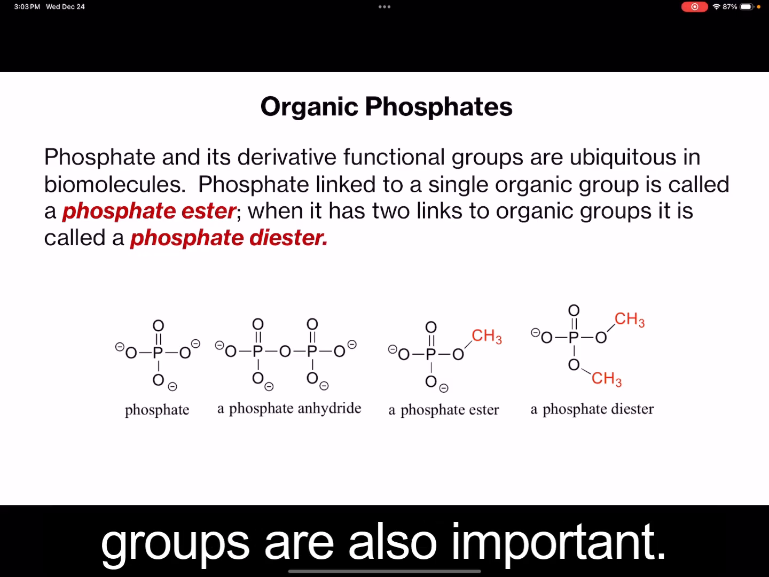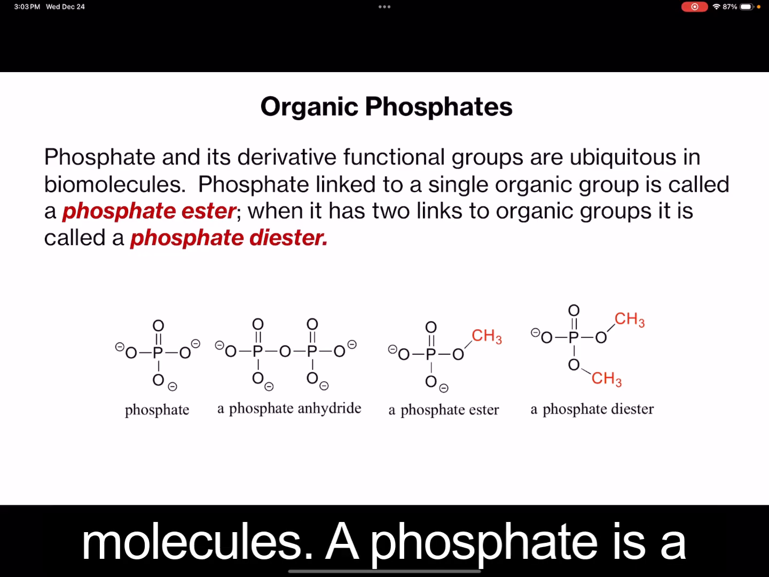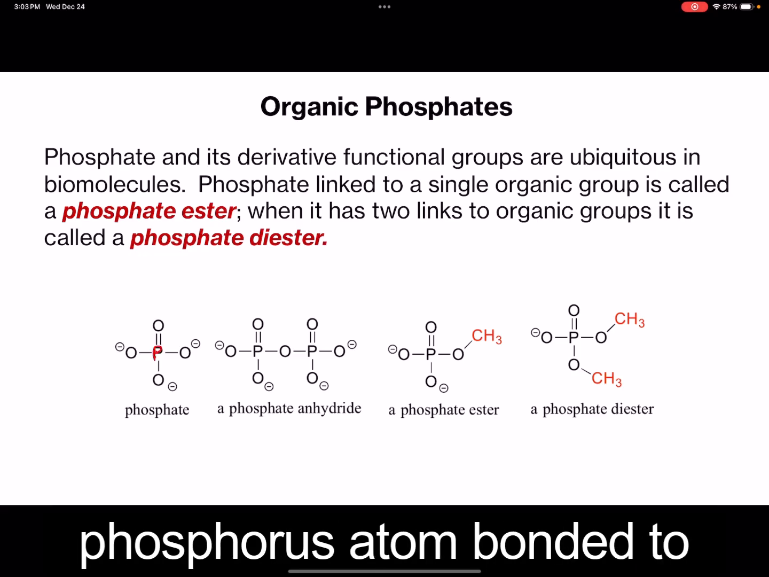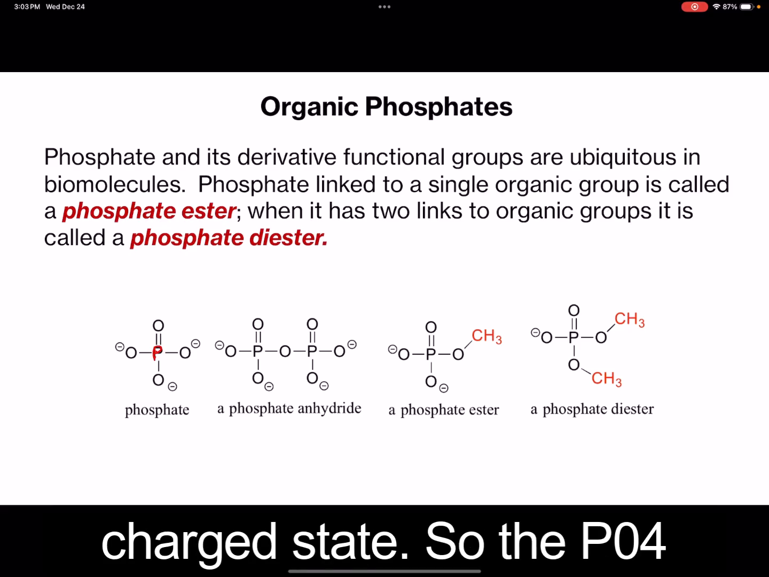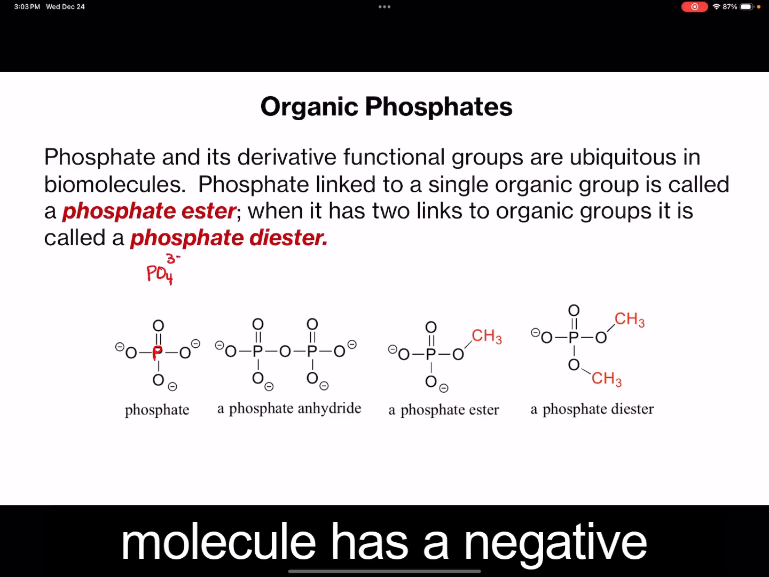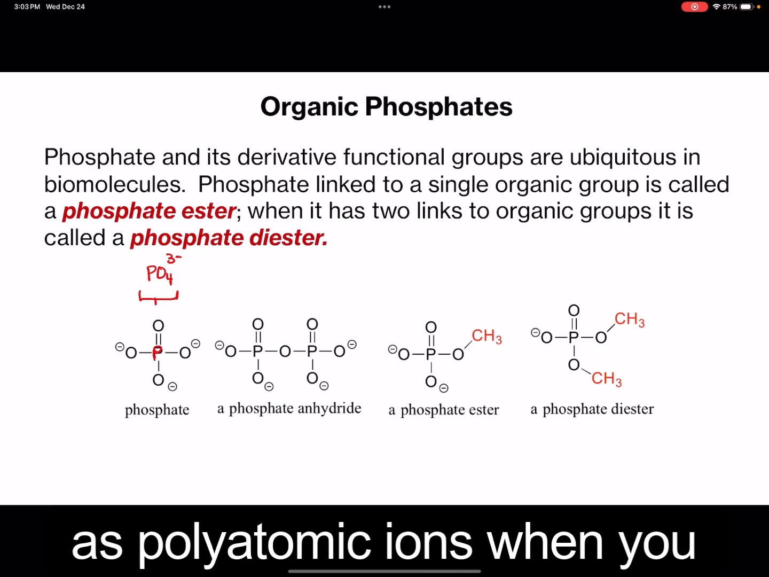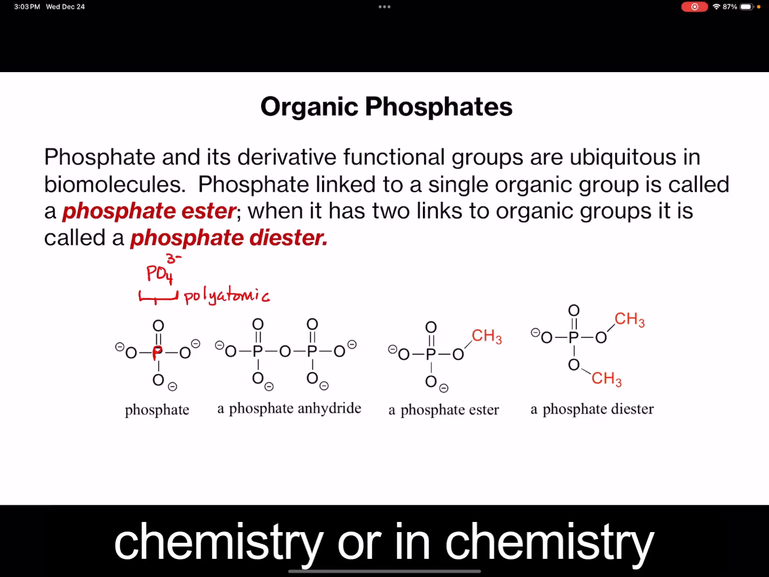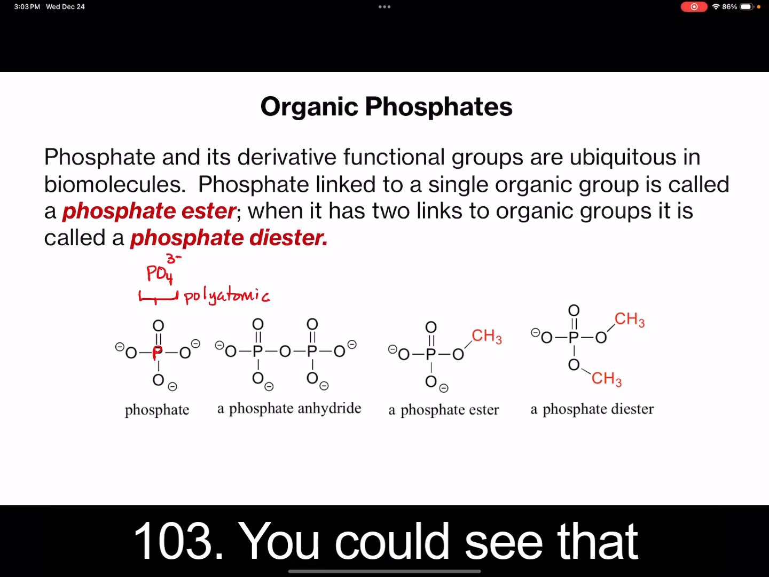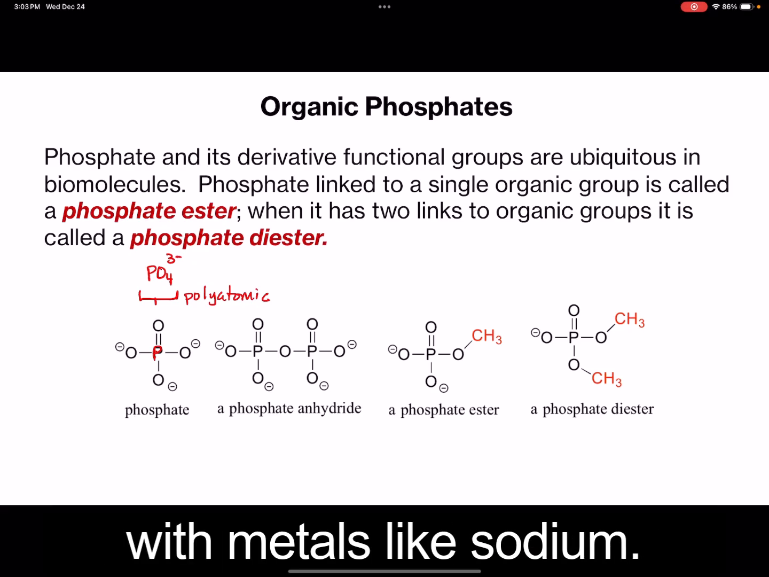Phosphate groups are also important. We see these a lot in DNA molecules. A phosphate is a phosphorus atom bonded to 4 oxygens, and 3 of those oxygens are in a charged state. So the PO4 group has a negative charge. You may recall these as polyatomic ions when you were building them in general chemistry or in chemistry 103. You could see that these could form interactions with metals like sodium.